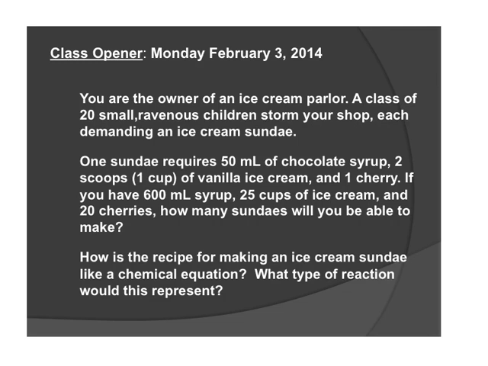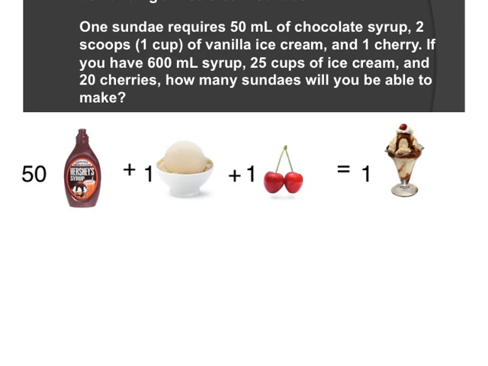I want you to think, how is this recipe for a sundae like a chemical equation, and what type of reaction would it represent? Just think about it, jot it on your notes. Here we go. Okay, so I've set this up for us. We need roughly 50 mils of syrup for every 1 cup of ice cream and every 1 cherry. That's going to give us 1 perfect sundae. But the problem is we have 600 mils of syrup, 25 cups of ice cream, and 20 cherries. How many sundaes can we make for these 20 kids sitting in front of us?